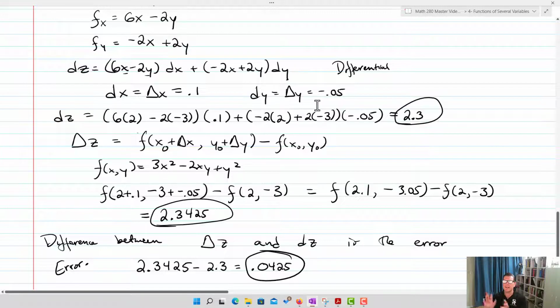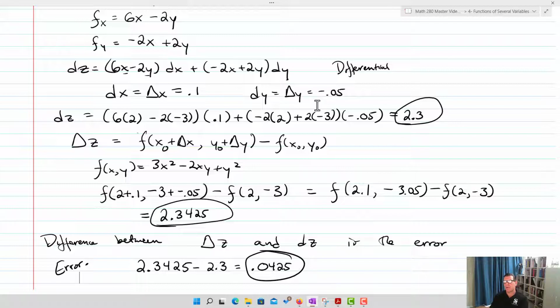Okay, so this completes the mini lecture on differentials. Differentials, again, are a way for us to estimate the change in z, actually. It's really the change in z, not the derivative itself. The change in z, utilizing the tangent plane this time instead of a tangent line.